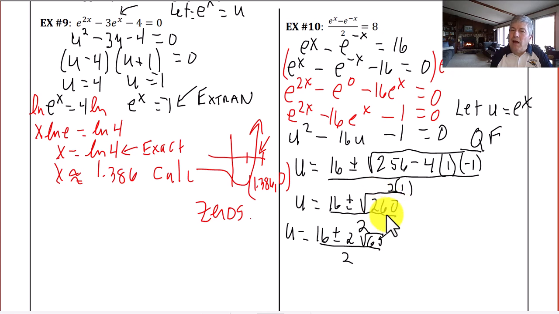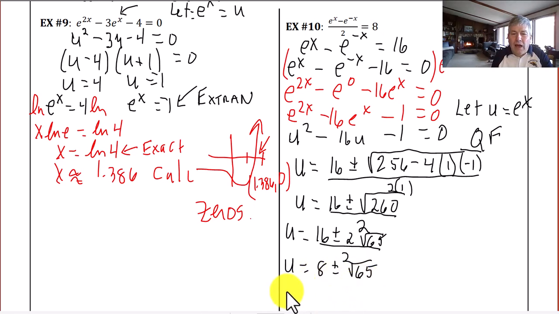Well, 65 times 4 is 260, so the square root of 4 is 2, so that 2 can come out, leaving me the square root of 65. I'm going to factor out the 2, so my 2 will cancel, and I'll get u equals 8 plus or minus the square root of 65. Now, u, or e to the x, can't be negative, and the square root of 65 is just a touch bigger than 8. So the negative one here isn't going to work.